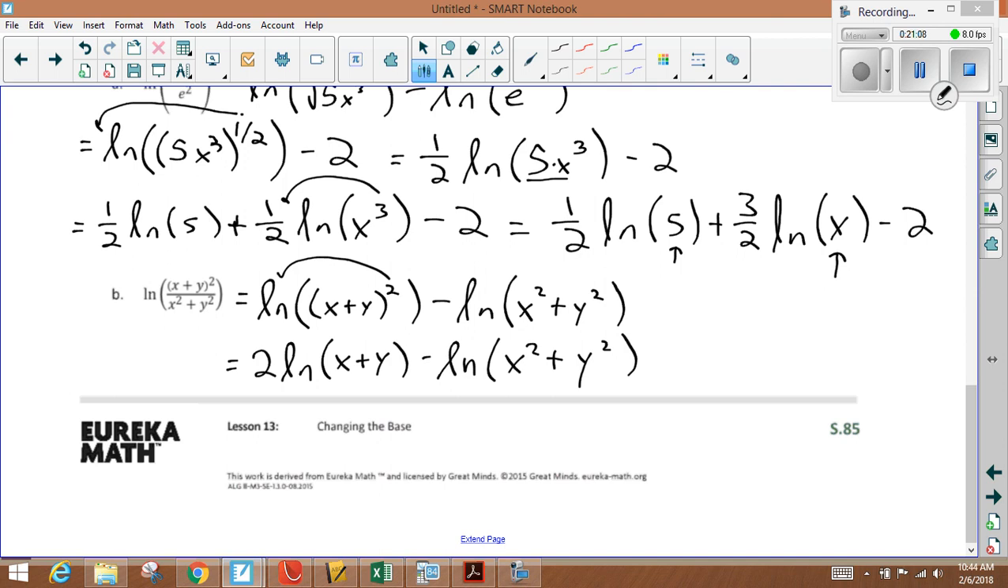Be careful. I can only apply these properties to the logarithms when I'm taking the log of a product or the log of a quotient, right? If I'm dividing or if I'm multiplying. Otherwise, if I have log of x plus y, I can't really do anything with that, right?